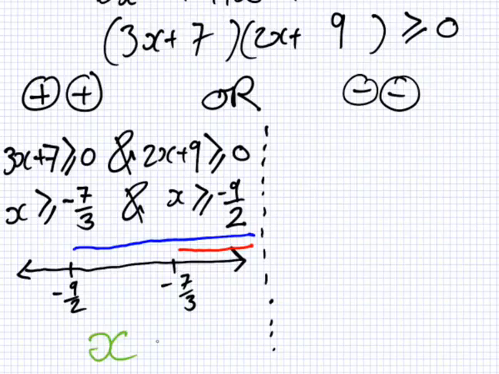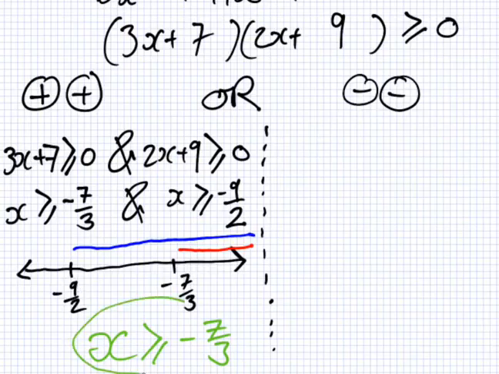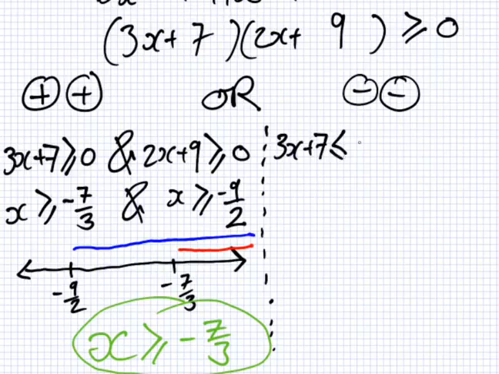Yeah, okay, I'll get to that now. So or is this symbol, and then and is this one. Can I have and here? No. You can't have a number which is smaller than this and bigger than this at the same time.